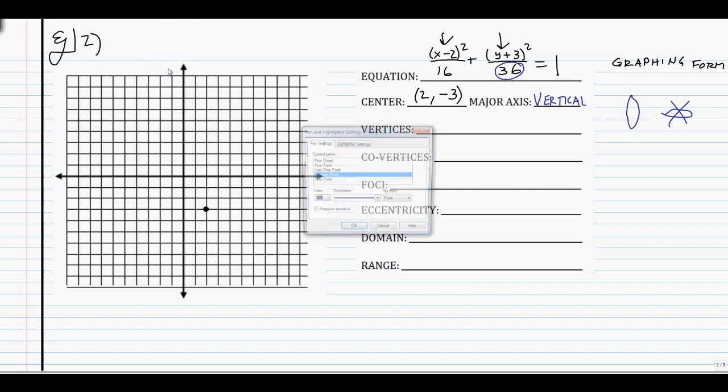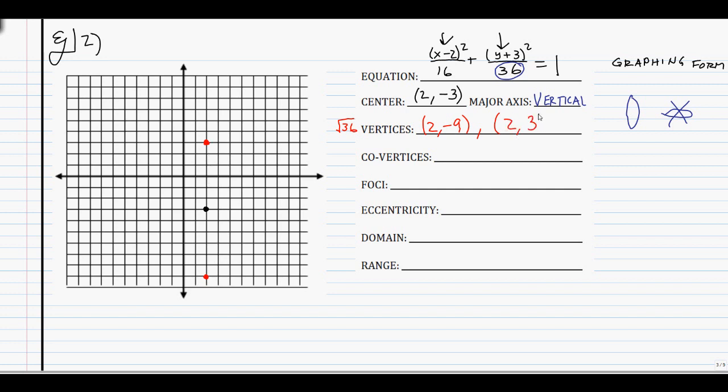Okay, so how does that change what we have? Because this is a vertical one, its major axis is vertical, that means for the vertices we're going to look at the y term. We're going to start with that 36. We're going to go square root of 36 from the center, up and down. So we'll start at the center, down 1, 2, 3, 4, 5, 6. There's the first of our vertices, and then up 1, 2, 3, 4, 5, 6. The second of our vertices is right there. And our coordinates are, let's see. This time we're at x equals 2, so it'll be 2, comma, negative 4, negative 5, negative 6, negative 7, negative 8, negative 9. So 2, comma, negative 9, and 2, then up 1, 2, 3, 2, comma, 3. So there are our vertices.